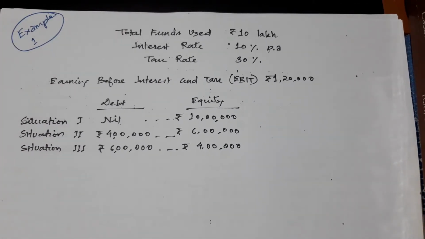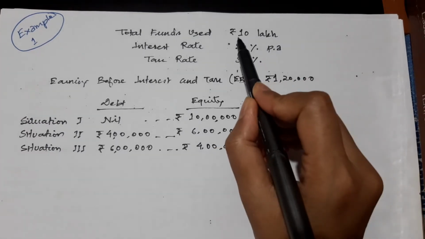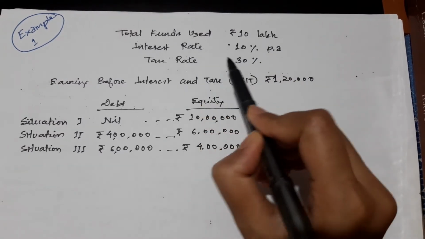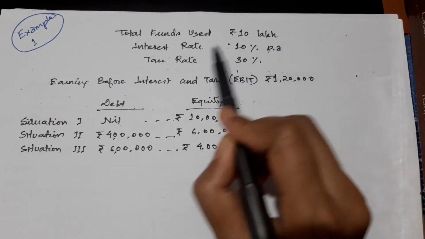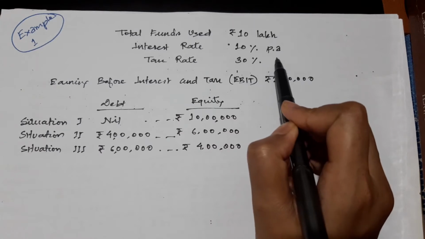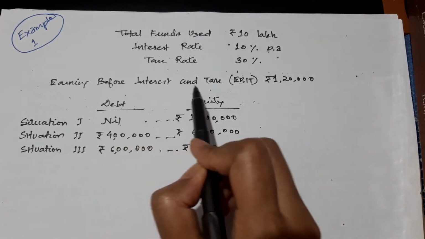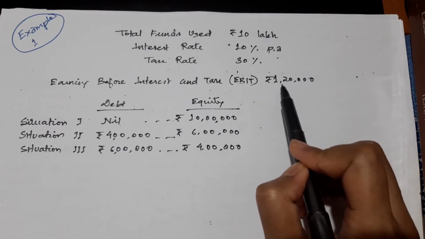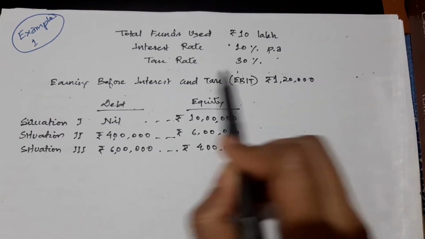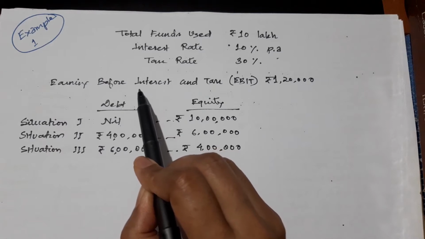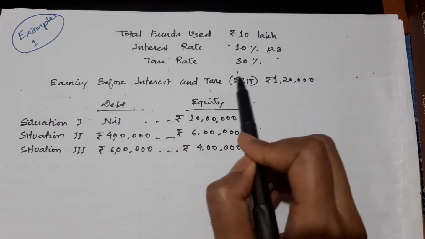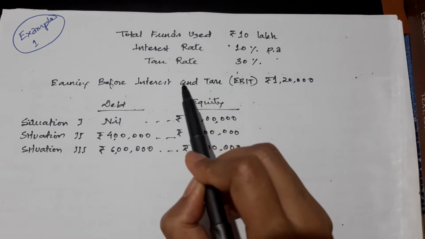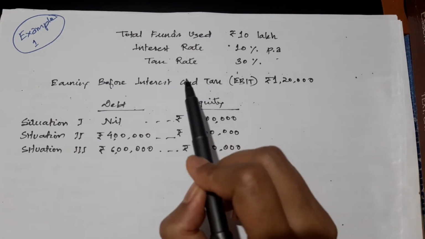Now these are the hypothetical figures I have taken for the example. Total fund used is 10 lakh, interest rate 10% per annum, tax rate 30%. Earning before interest and tax, that is EBIT in short, is rupees 1,20,000. What you call profit, the technical term used is earning before interest and tax, that is profit before deducting interest and before deducting tax.